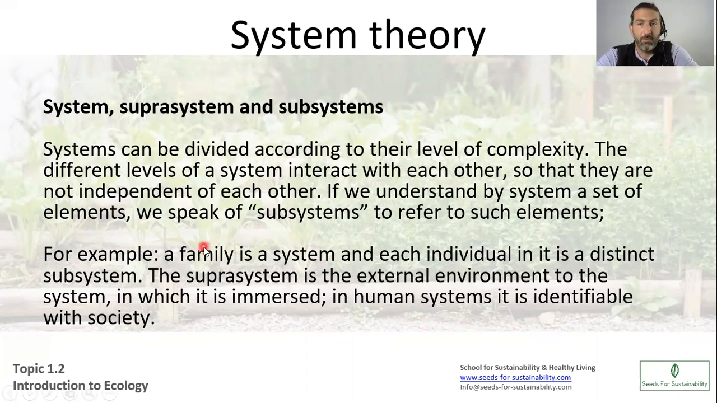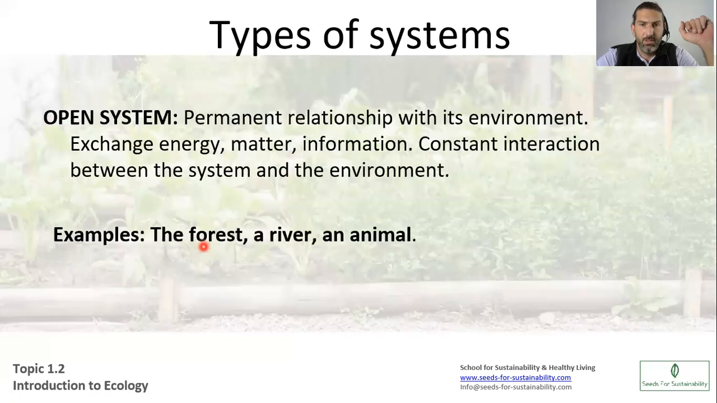For example, a family is a system, and each individual in it is a distinct subsystem. The suprasystem is the external environment to the system in which it's immersed. In human systems, it's identifiable with society. So we are always part of society, or even going further, we're part of this planet, of the universe, of the spirit maybe. This is something we have to take into consideration.